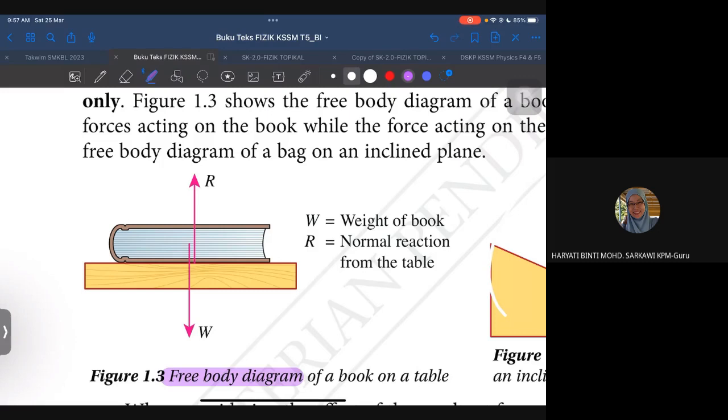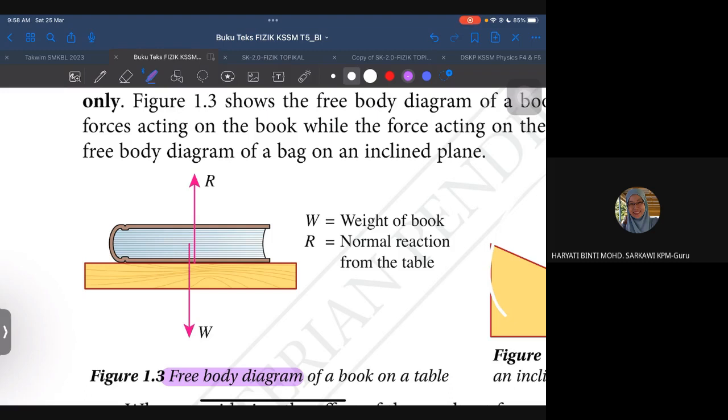One is pulling downward, the other one is pulling upward. So for the two forces, what will be the values of R and W from the knowledge that you have just now? The book is stationary. What can you say about the magnitude of R and W? What will be the magnitude? Which one is bigger or smaller? Yes, anybody? Magnitude of R and W. Magnitude means the value of the force acting. The book now is stationary. Correct, equal. Let's say W is 20 newtons, so R will also be 20 newtons.